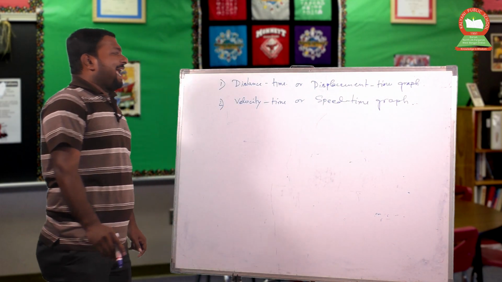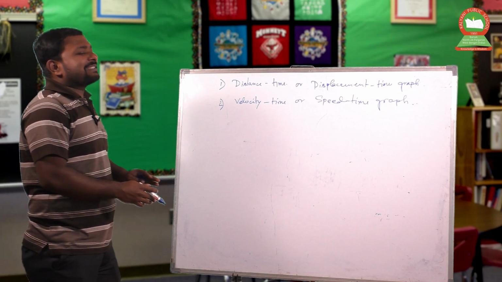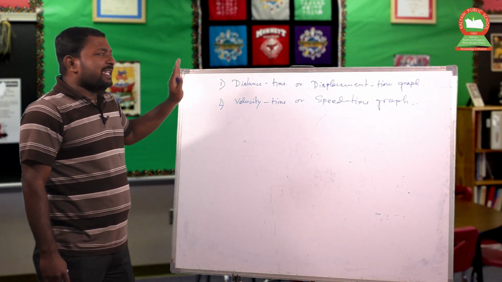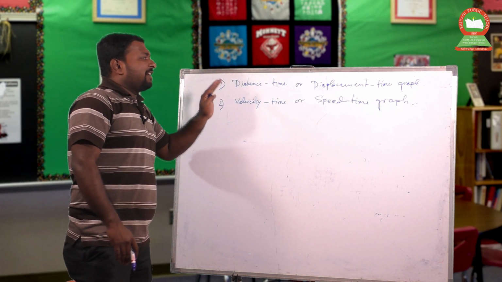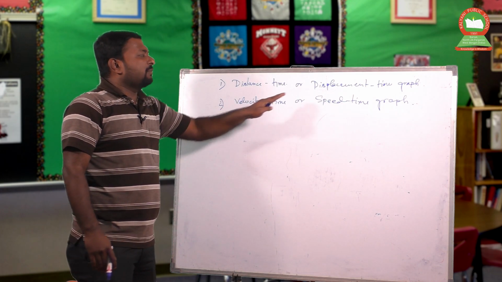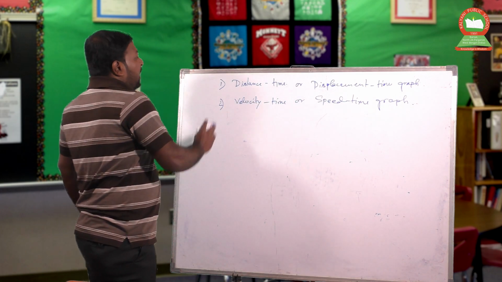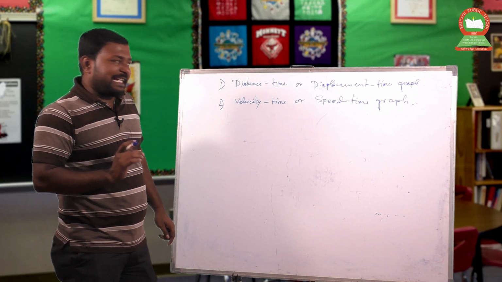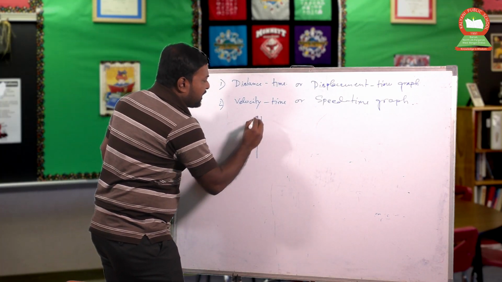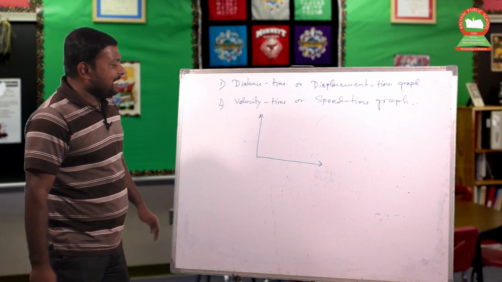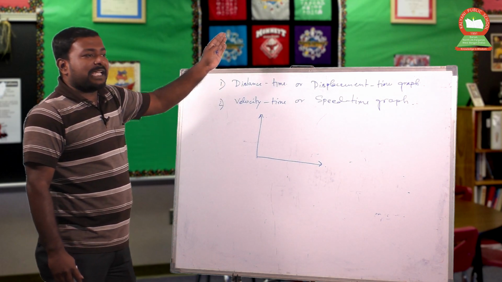There is also an acceleration-time graph, but from that graph we get a new quantity which is mostly not required. That's why in your syllabus there are two types of graphs: distance-time or displacement-time, and velocity-time or speed-time. For these curves, time is always on the x-axis. For plotting a graph we have to know the two axes.